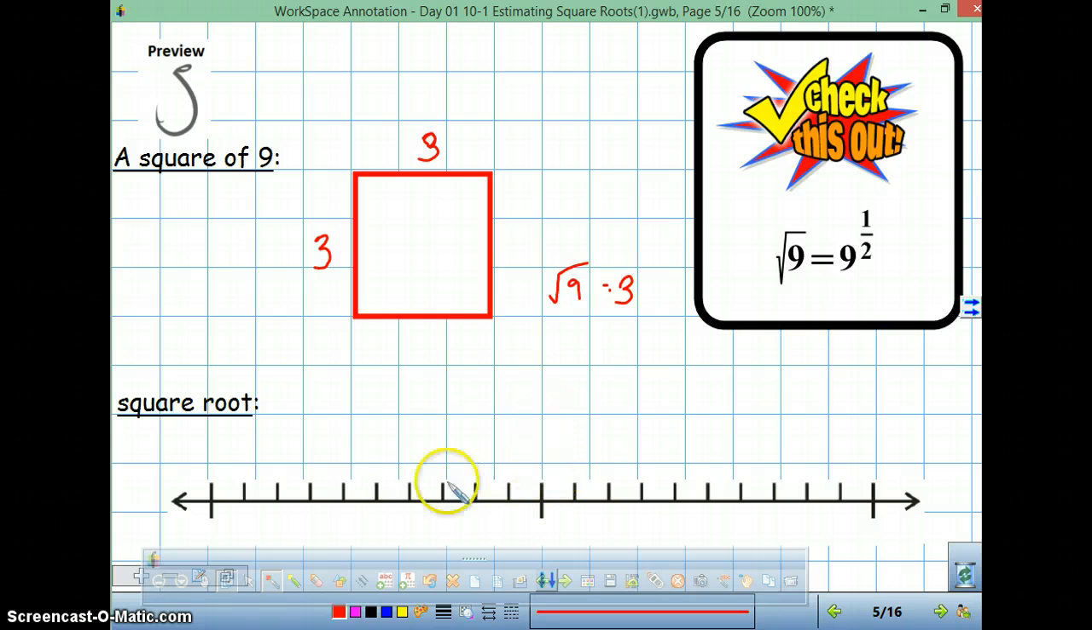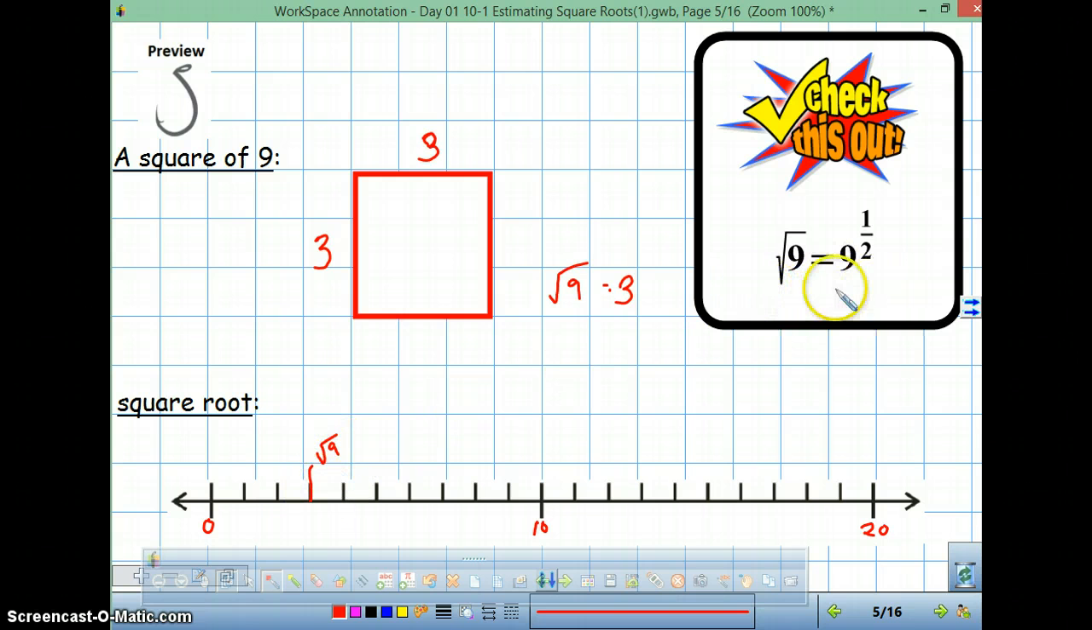Okay? We can even label the number line. Let's say that this is 0, and this is 10, and this is 20. The square root of 9 fits right here. Square root of 9, same thing as 3.